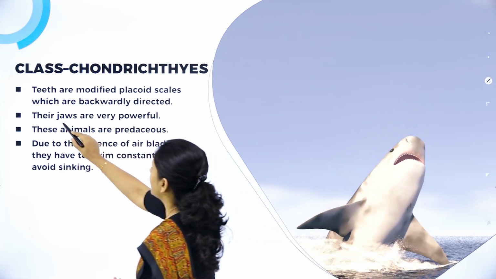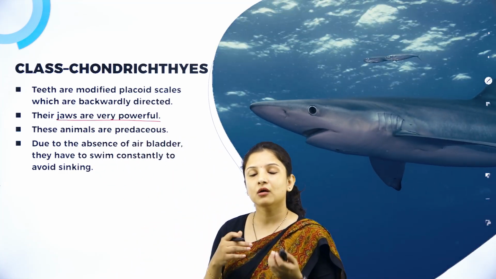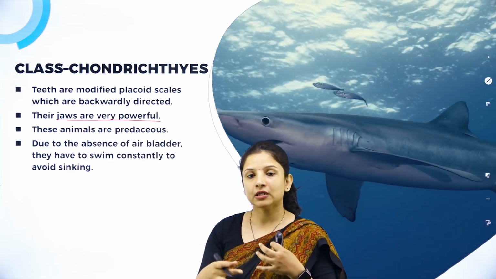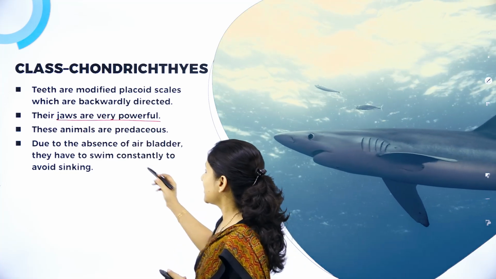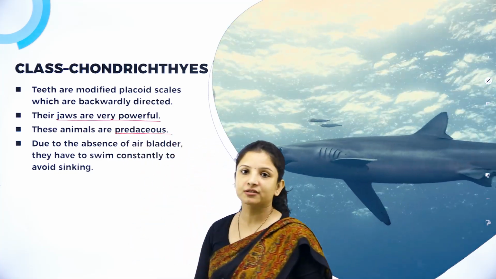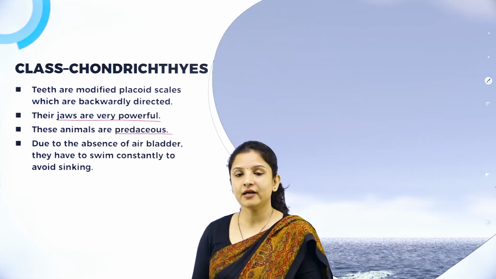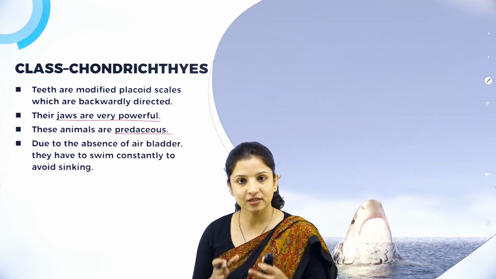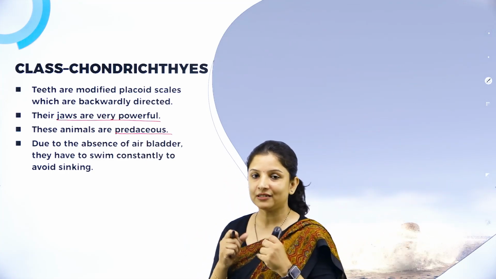And their jaws are very, very powerful because these are carnivorous animals, wherein they feed on the other organisms. They prey on the other organisms, and these animals are very, very predacious, and we have heard of a lot of shark attacks and all that, right? They are quite ferocious and predaceous animals, and that is why they have very strong jaws and teeth.